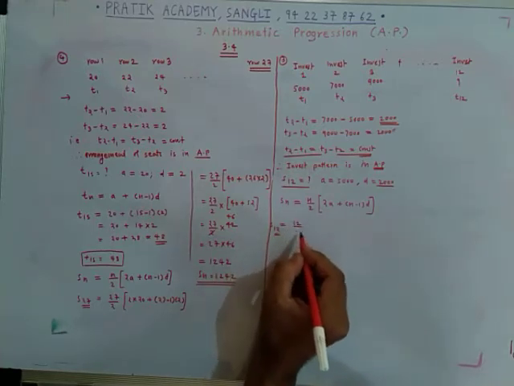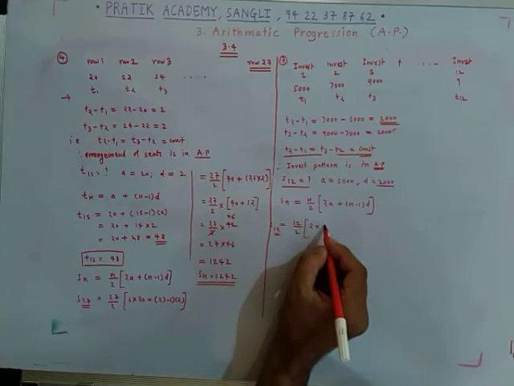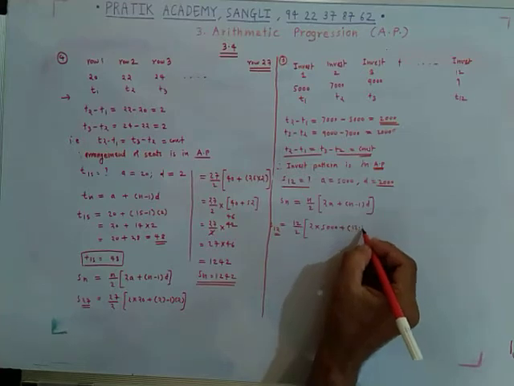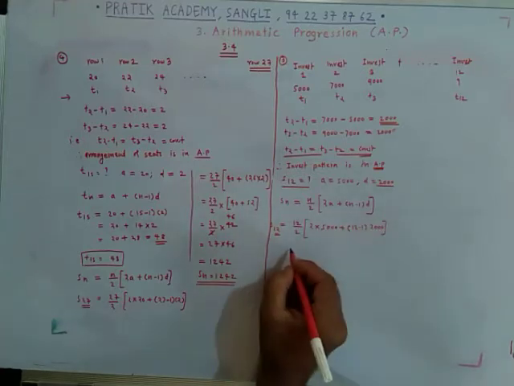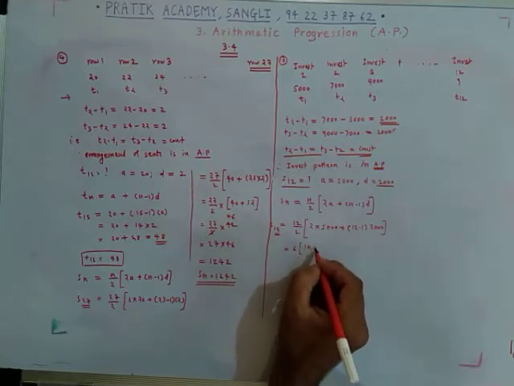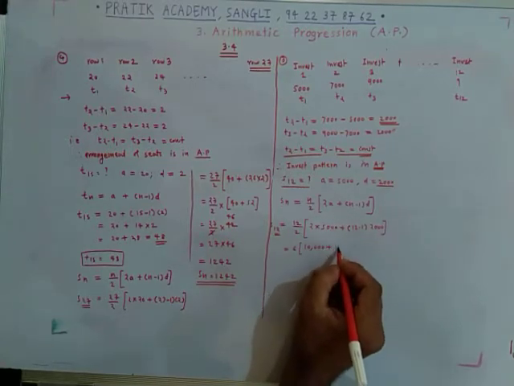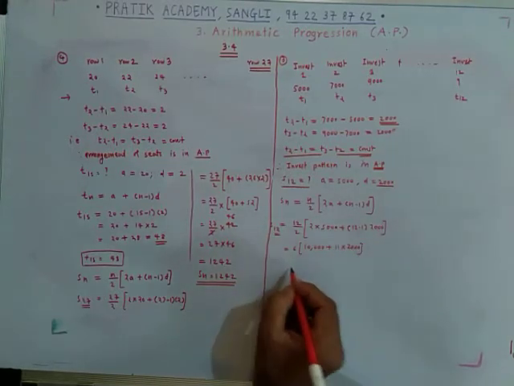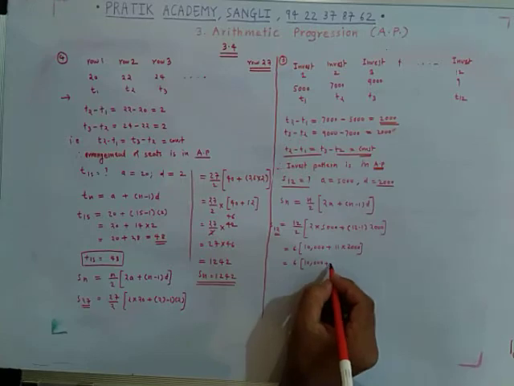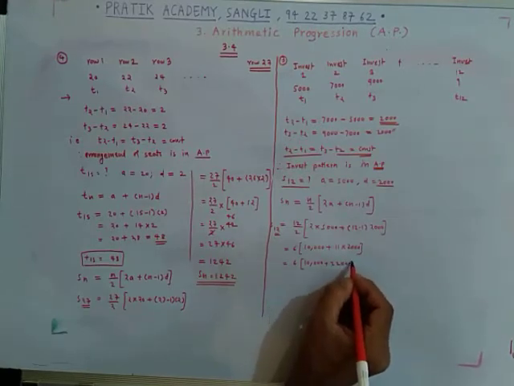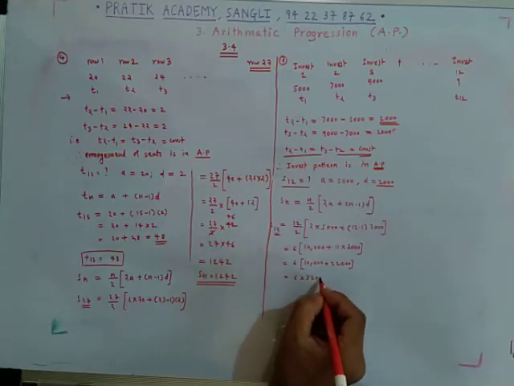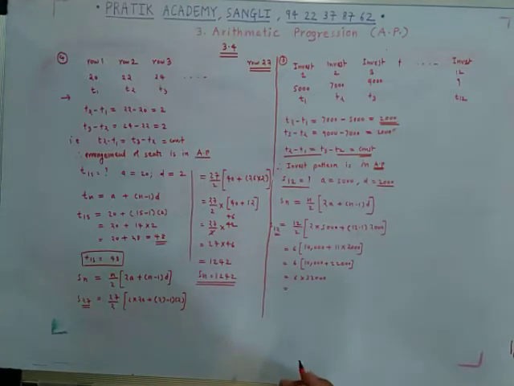So S12 is equal to 12 upon 2, in bracket 2 into 5,000 plus (12 minus 1) into 2,000. 12 upon 2 is 6, 2 into 5,000 is 10,000 plus 12 minus 1, 11 into 2,000. 6 into 10,000 plus 22,000. 6 into 10,000 plus 22,000 is 6 into 32,000. Carry out this multiplication.